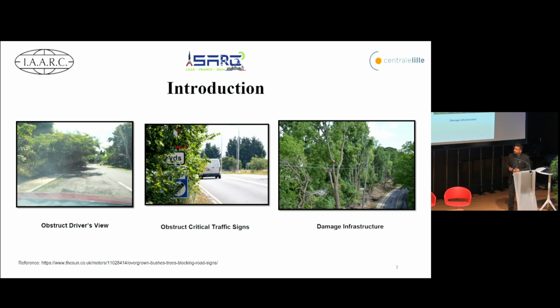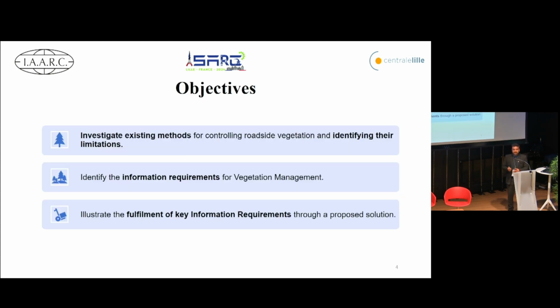So all these 3 things directly cost taxpayers' money, and the third point, damaging infrastructure, goes to waste on repainting lines or putting up extra signs where so many are not needed. So for this research, we have 3 objectives. First is to investigate existing methods for tackling this issue and identify their limitations. Second is to identify information requirements for vegetation management, which is the key thing. And the third is how we can fulfill these information requirements to set up a digital twin.